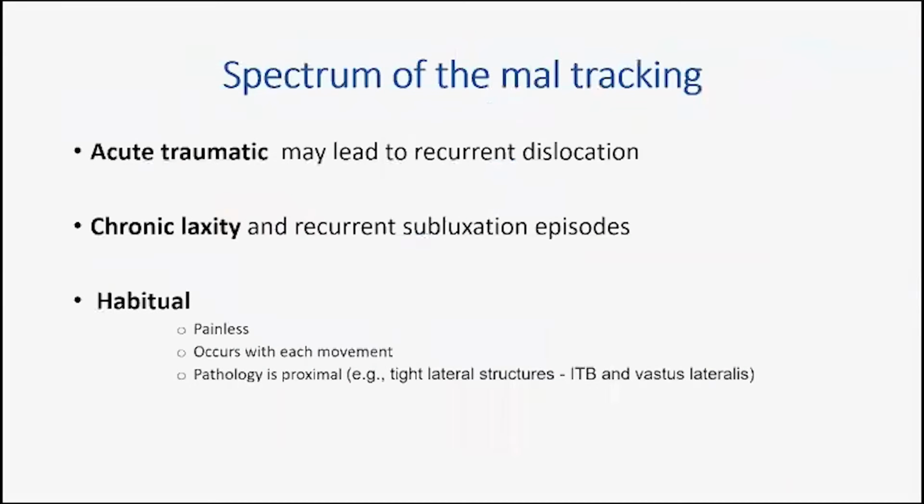We can have three types of patients complaining of maltracking. Patients with acute traumatic dislocation, which may lead to recurrent dislocation later on. This occurs mainly in athletes, the young population, the adolescent group. Then the chronic lax patients, which occur in women with malalignment, and the patient presents to us with recurrent subluxation episodes. And the habitual one, which is painless and usually occurs with each movement of the knee, and the pathology is mainly proximal, related to tight lateral structures.